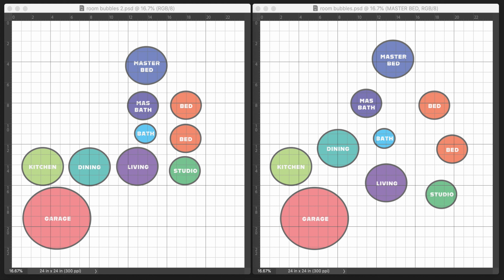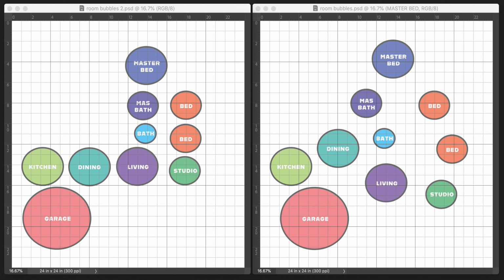Another thing you're going to see I did here was I varied the sizes of my bubbles. This is something that comes from years of practice of just knowing roughly the proportions that a space is going to be.